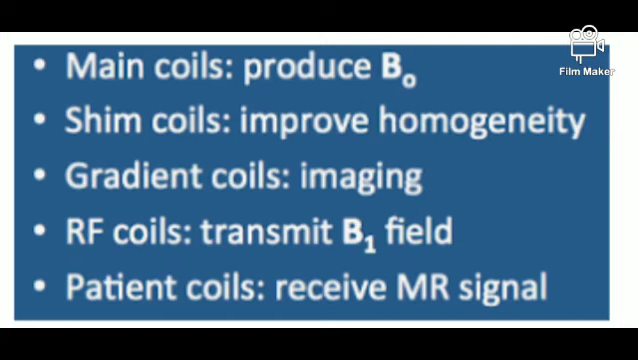So that was all about our MRI coil topic. We have three types: gradient coil, shim coil and RF coil. The gradient coil is the main coil, the shim coil makes the field homogeneous, and the RF coil is to transmit and receive the signal. It is placed inside, and it also acts as a body coil.